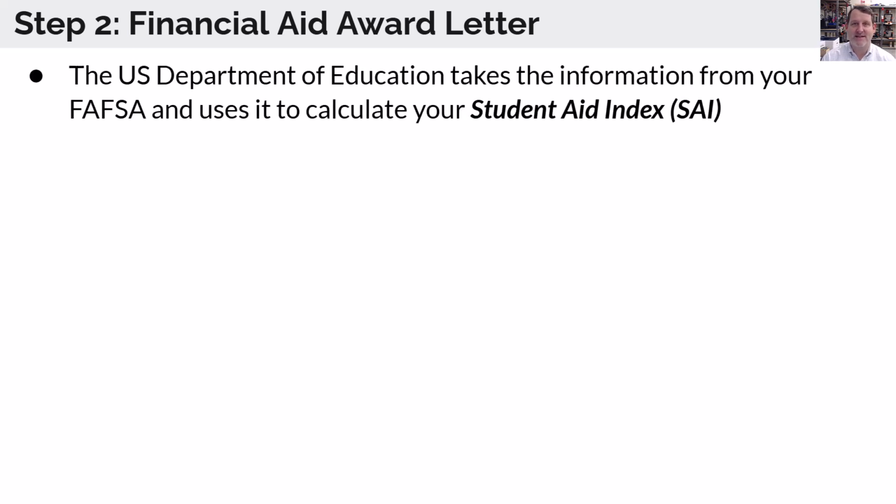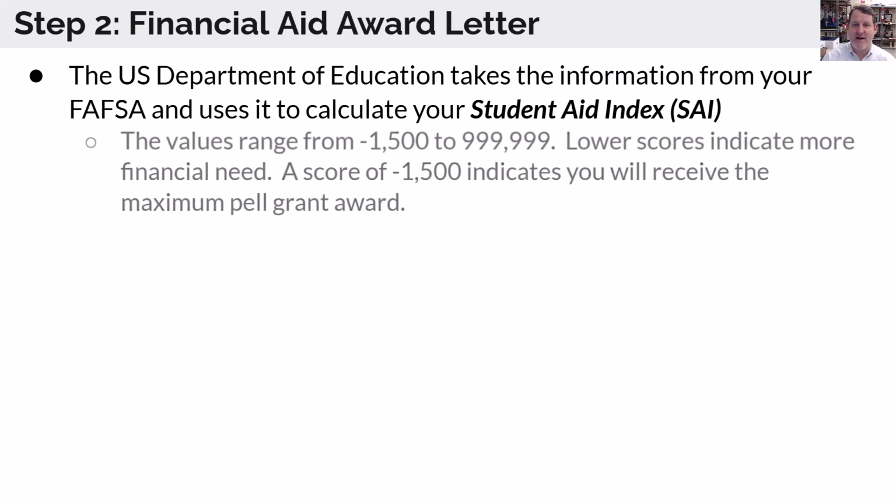So what happens next is you fill out the FAFSA, you put all this information in there. The U.S. Department of Education takes that information and they calculate what's called a Student Aid Index. This value ranges from a low of negative 1,500 to a high of almost 1,000,000. What this number tells your school is how much financial need you have. So if you're at negative 1,500, that indicates that you're going to receive the full amount of Pell Grant, and you'll qualify for the full amount of all the different awards out there.